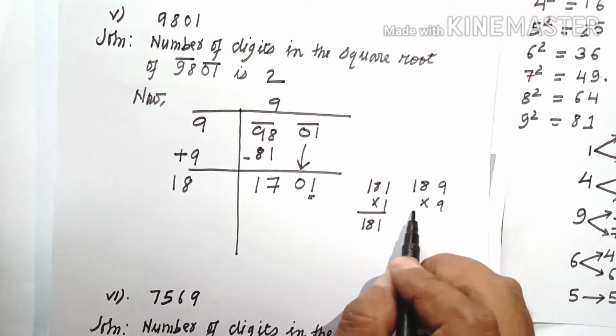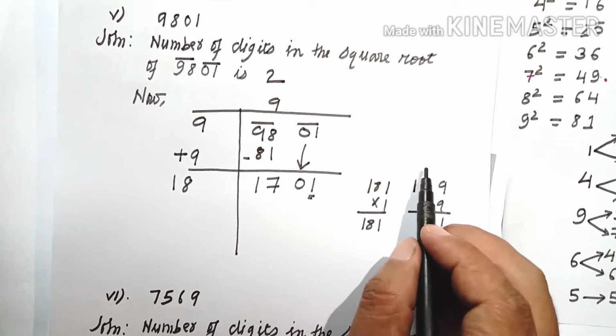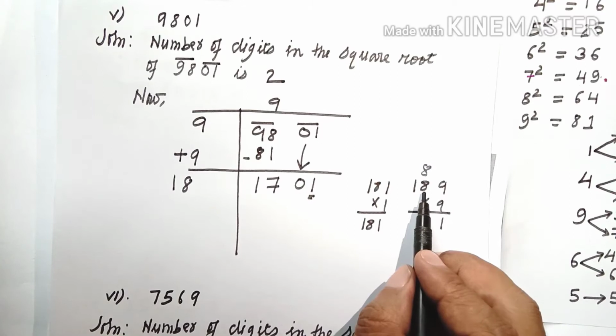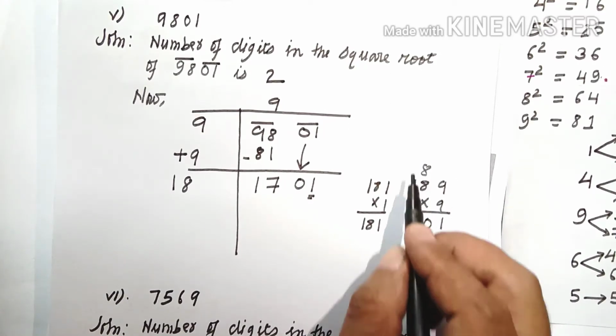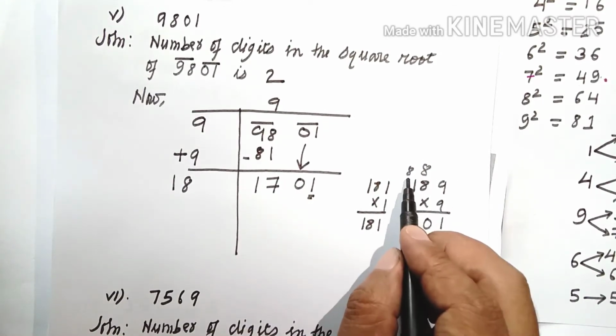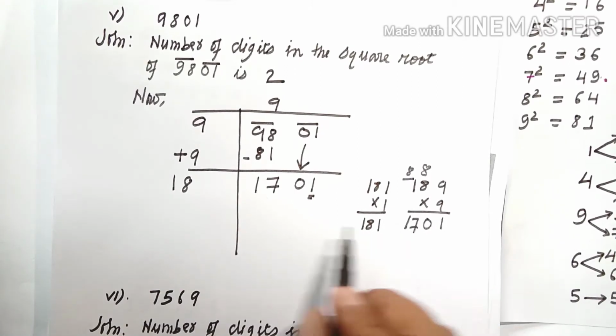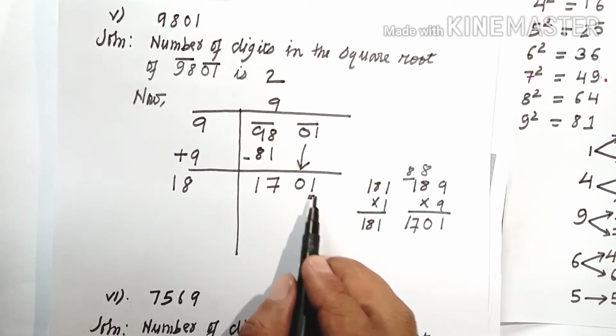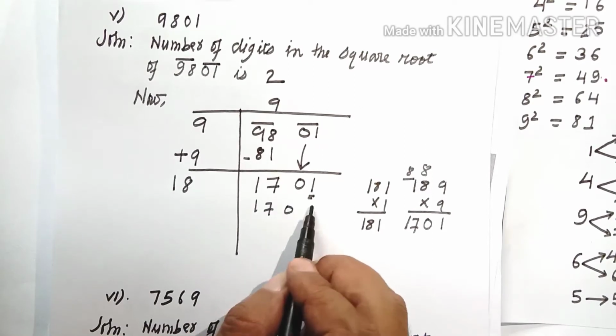Again here 9 into 9. So 9 nines are 81, 89. 9 into 8, 72, plus this 80. So 89, 9 into 1, 9, plus 8, 17. So equals to 17, not 1. So here 1701.